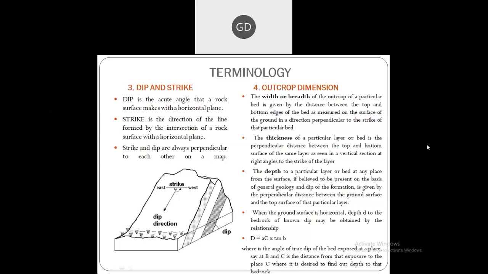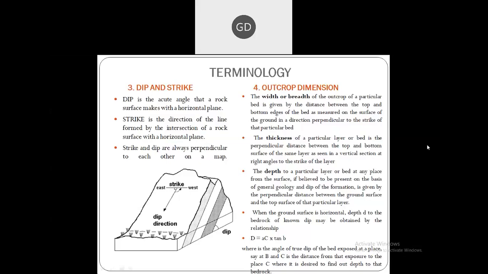And depth, it is at any place from the surface, and it is given by the perpendicular distance between the ground surface and the top surface of the particular layer. So it is a perpendicular distance between the ground surface and the top surface of the particular layer. There is also a relation between the depth of this bedrock and this angle of the true dip.